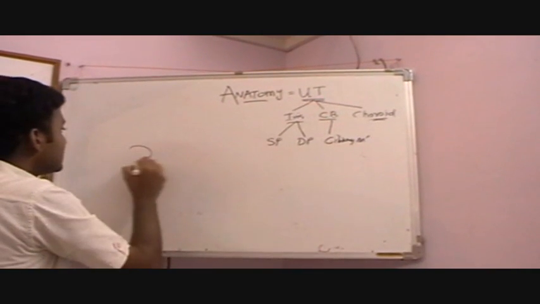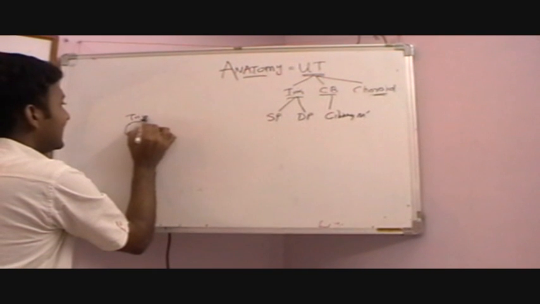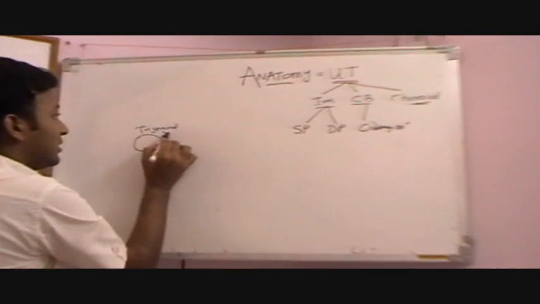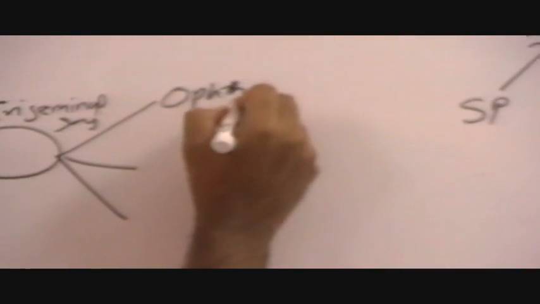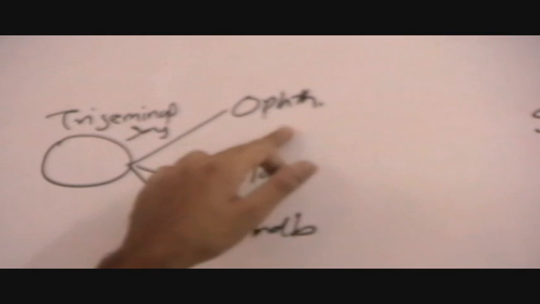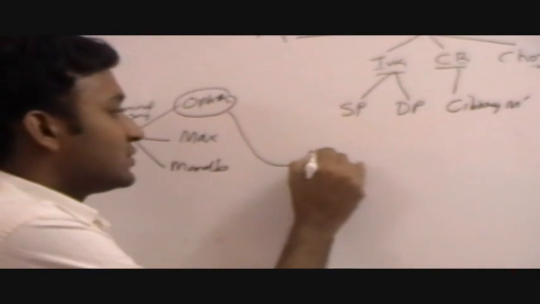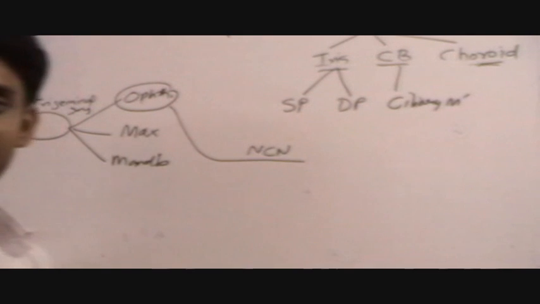This is going to be the trigeminal ganglion. The trigeminal ganglion gives three branches, as you all know: the ophthalmic, maxillary, and mandibular divisions of the trigeminal nerve. This ophthalmic nerve is our concern. The ophthalmic nerve is going to continue like this as the nasociliary nerve.